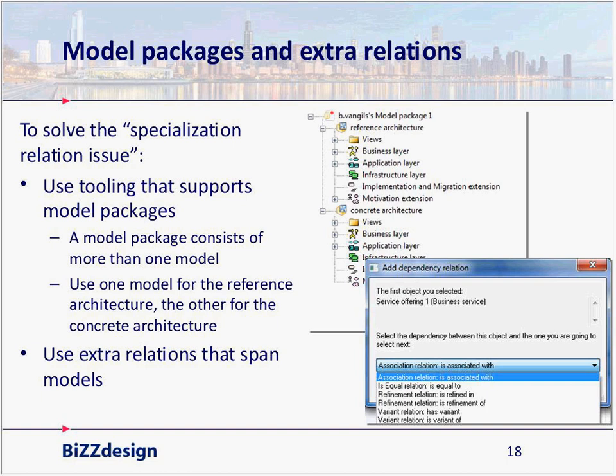With both models in the same package, you're ready for the next step. Now the idea is as follows. You select one object, such as an application concept in the concrete architecture, and you use a dependency relation, such as an is-equal-to or is-requirement-of relation, to precisely indicate how the two elements are related. You can see examples of these dependency relations on the bottom right part of your screen.